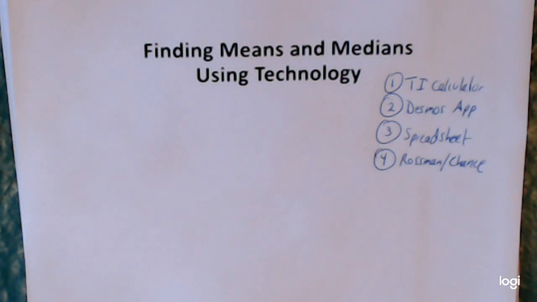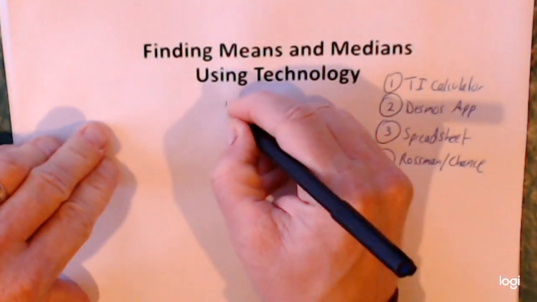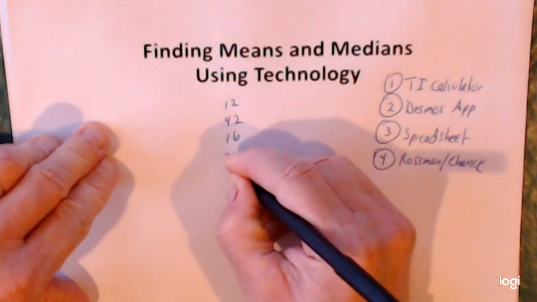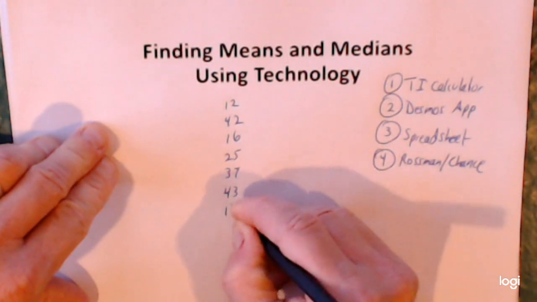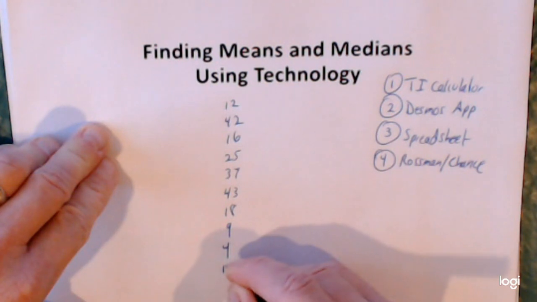These are just really good ways of accessing mean and median and calculating them quickly using technology. Okay, so let's start with the calculator. But first, let's make up a data set. Okay. Let's just write down some numbers. I'm just thinking these off the top of my head: 12, 42, 16, 25, 37, 43, 18, 9, 4, and 17.